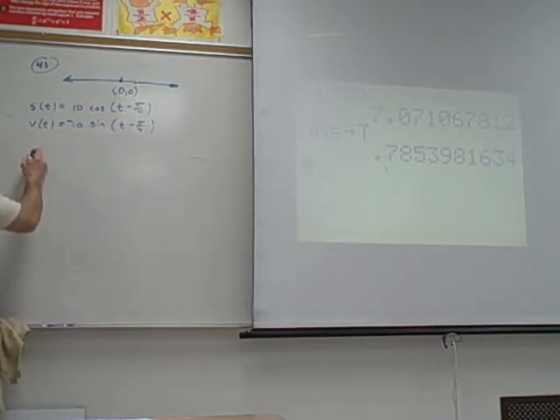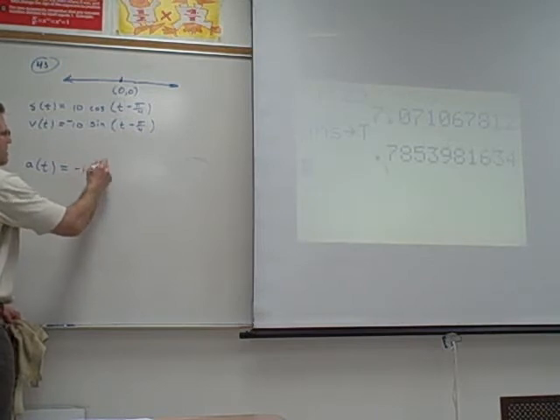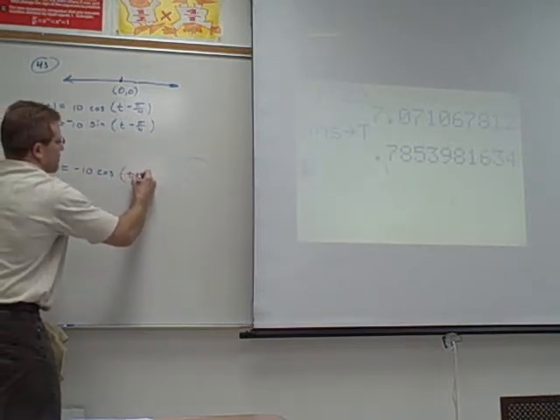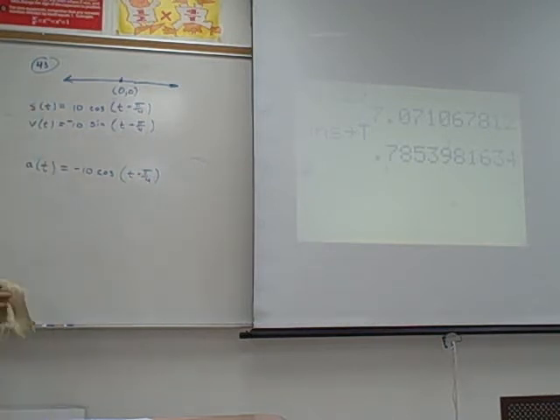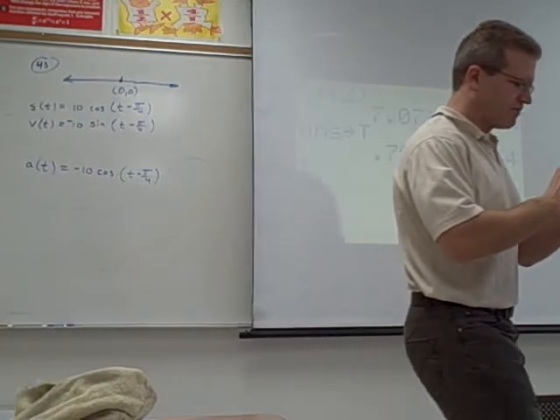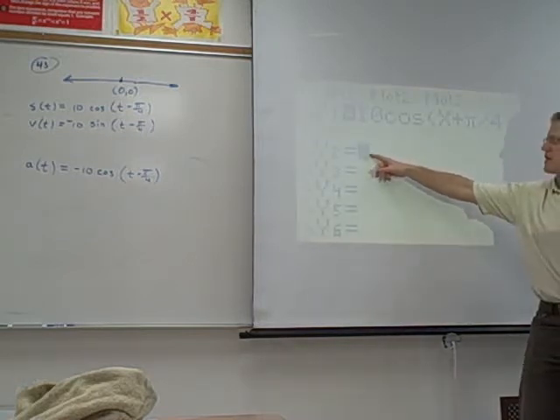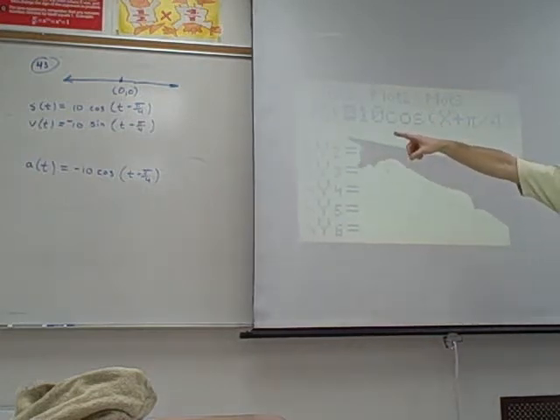Our acceleration equation would be the derivative of that. Copy down the negative 10. Derivative of sine is cosine. Copy down the t plus pi fourths times the derivative of t plus pi fourths. So those are my derivatives. Now I also could have made the calculator do the derivative. When I go to y equals, I could have pushed math 8 and made the calculator figure out the derivative of this. If it was a more difficult equation, I probably would have done that. But since this wasn't that bad, I just did it by hand.